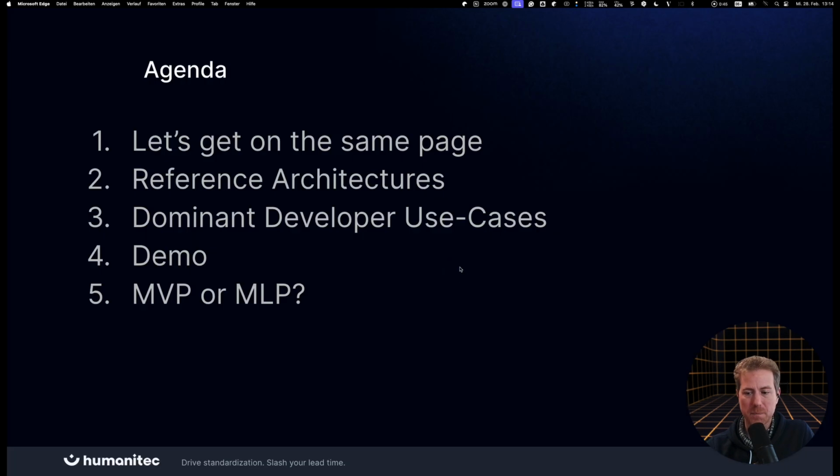We have a section where we first get on the same page about what we're even talking about. That would be good for a common understanding, right? Then we'll take a look at some reference architectures and also at the dominant developer use cases before I demo to you how it would look if you had one of those reference architectures in place and decided to build a self-service enablement platform, an internal developer platform with some components that we deliver. And at the end, I'll take a quick look at the question MVP or MLP before we trundle off to the Q&A. So, off to the races.